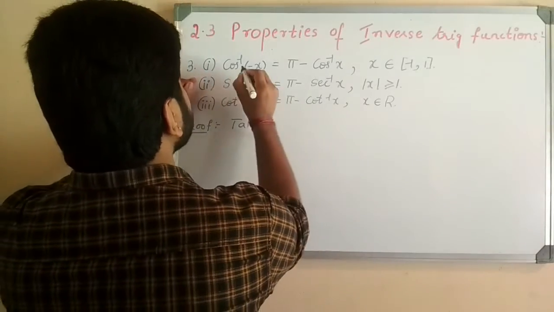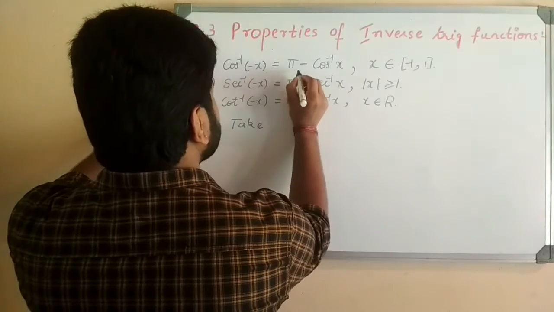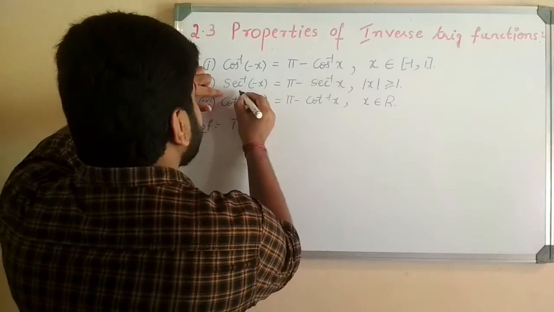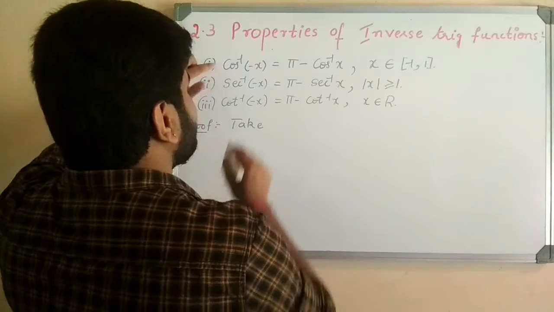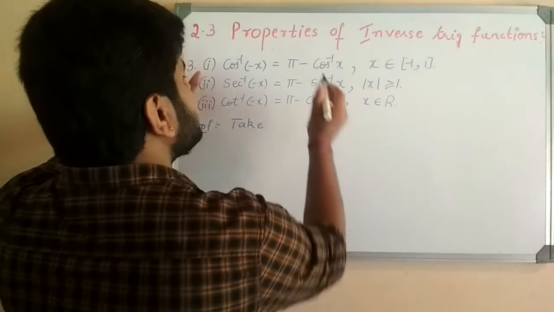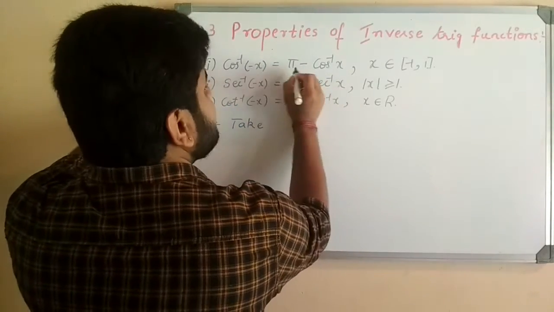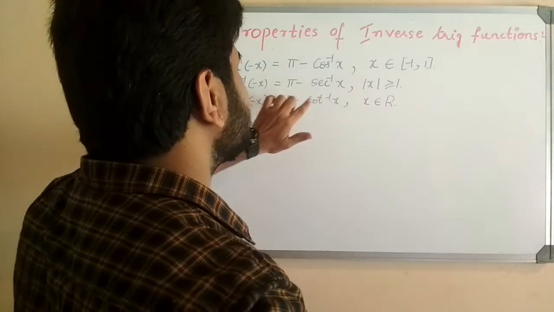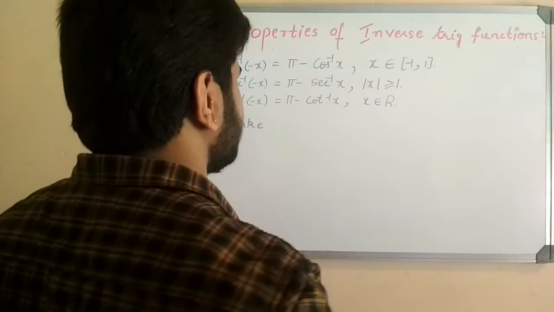The third property is cos inverse of minus x is equal to pi minus cos inverse x. Similarly for secant inverse and cot inverse. Whenever cos, secant and cot inverse come, then you should subtract from pi: pi minus cos inverse x, pi minus secant inverse x and pi minus cot inverse x.